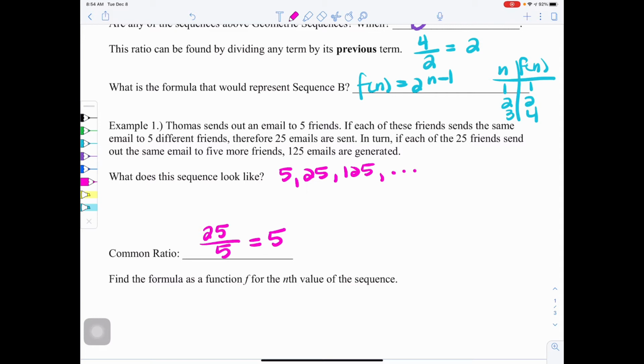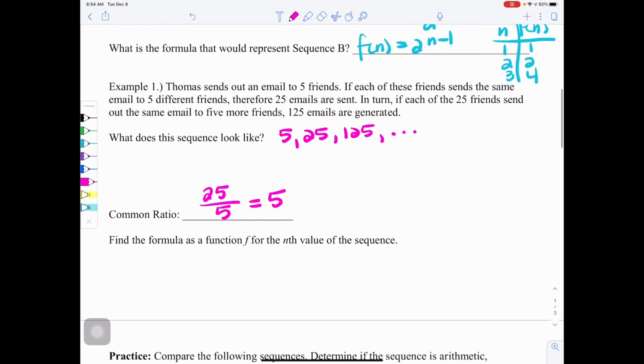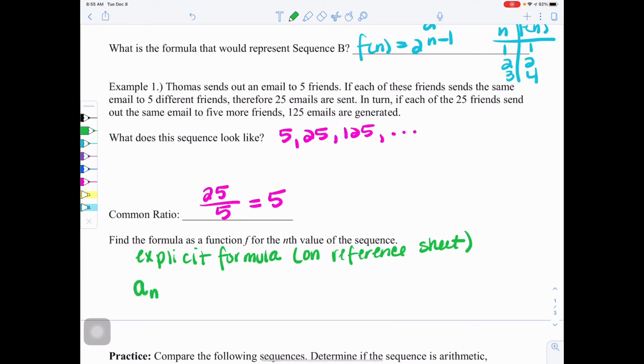So we are going to find the formula as a function for the nth value of the sequence. Now there is a formula, an explicit formula, so we'll write that down. And know that it is on the reference sheet that you would get for your Regents exam. So is the arithmetic formula. The generic formula is a sub n equals a sub 1 times r to the n minus 1. So this is the first term. This is the common ratio. And then the n minus 1 and the a sub n stays what they are.